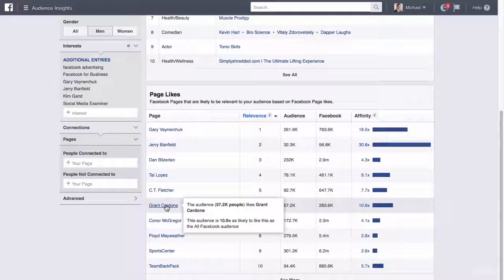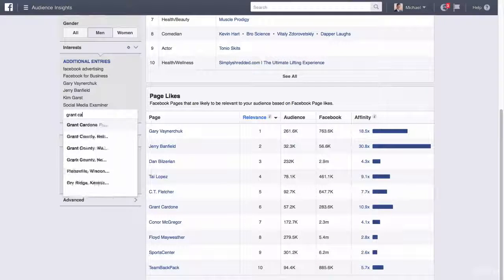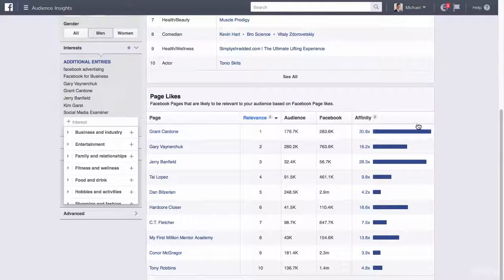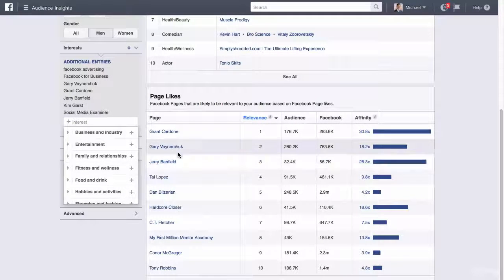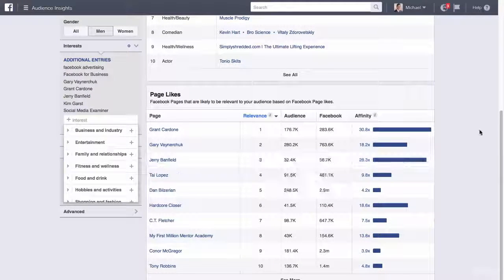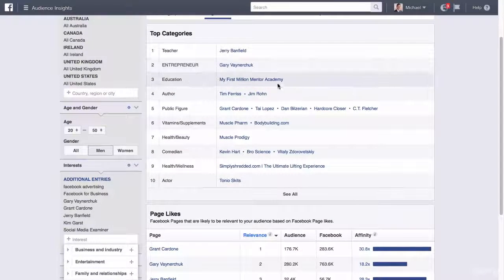So let's say Grant Cardone. His audience are 11 times more likely to follow me than the average person. So what I can do then is add Grant Cardone. And now he jumps up to 30.8 times because it's changed the way that Facebook is viewing the information. Because Facebook can now see I'm targeting Grant's area of business rather than Jerry's. So it's changed the landscape now. They think that I'm looking for an audience more like Grant Cardone. So this is really good because this now gives me even more options.